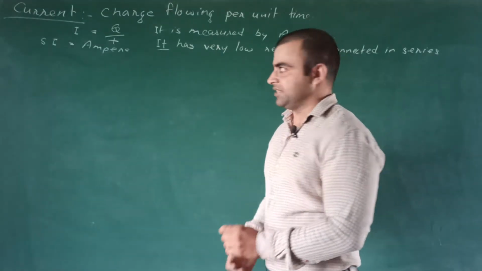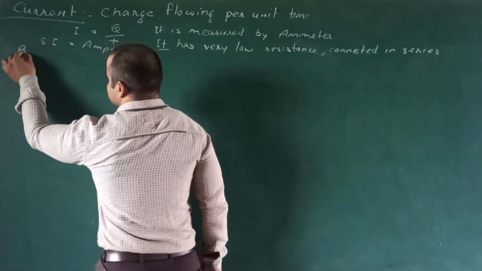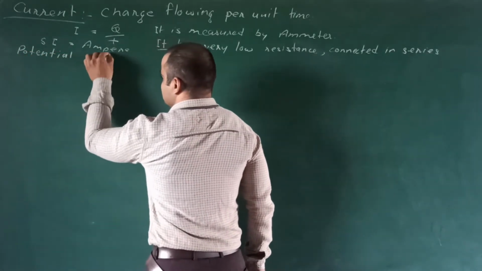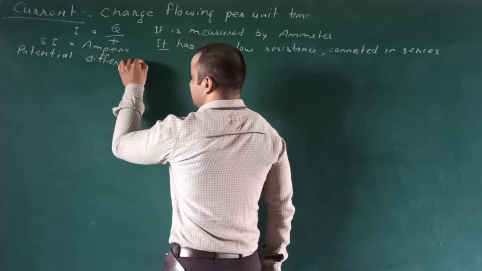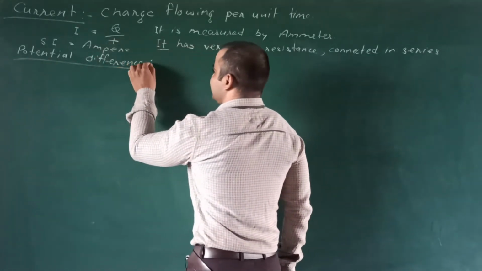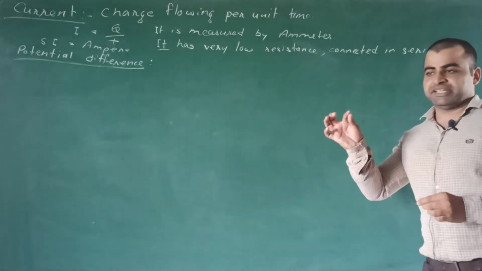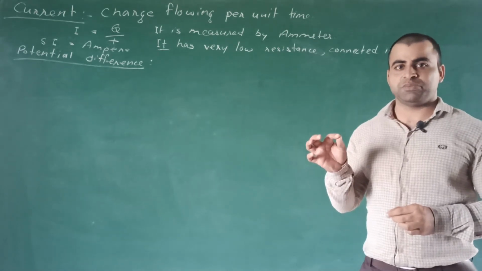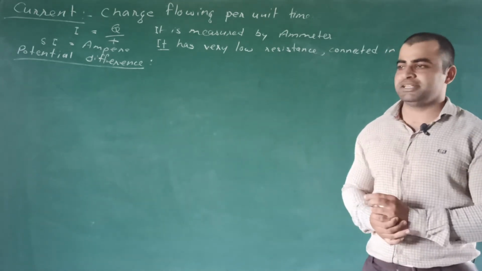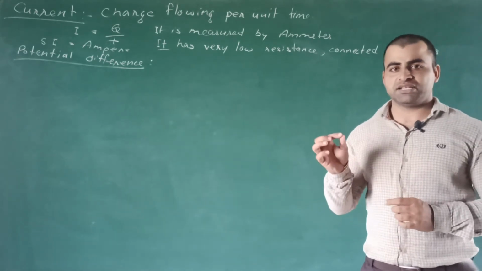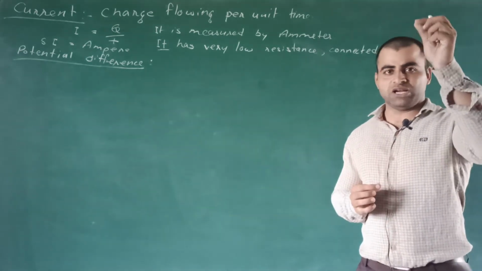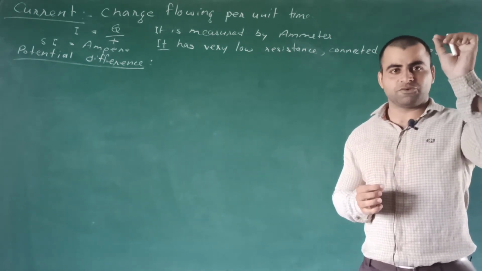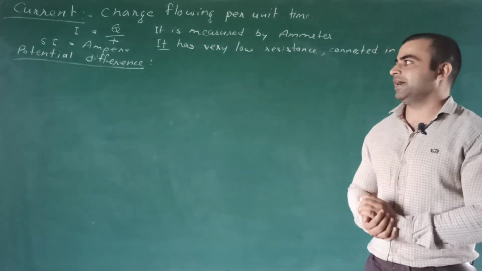Next is potential difference. When a charge is taken from one point to another point, the amount of work done per unit charge is known as potential difference. It is the work done for bringing a charge from one point to another point.